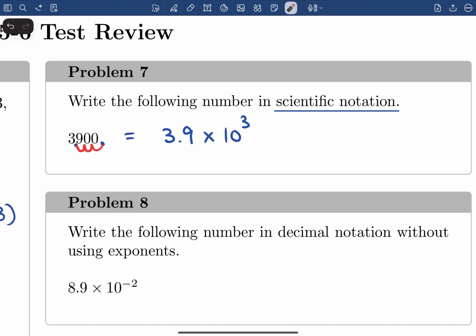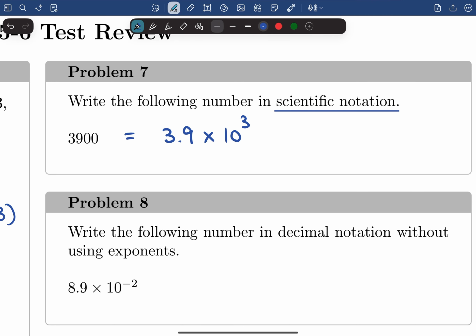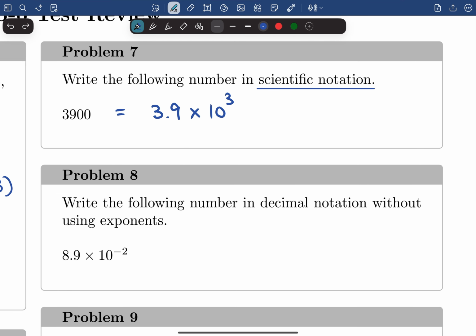And you could confirm this in your calculator. If you type 3.9 times 10 to the third in your calculator, then it will tell you the answer is 3,900, the exact value that we just started with, right? It'll tell you it's 3,900. Great. Well, sometimes we have to do this stuff in the opposite direction. So instead of writing a number in scientific notation, we have to take a number that's in scientific notation and write it back in its original form. And that's what problem 8 is about.